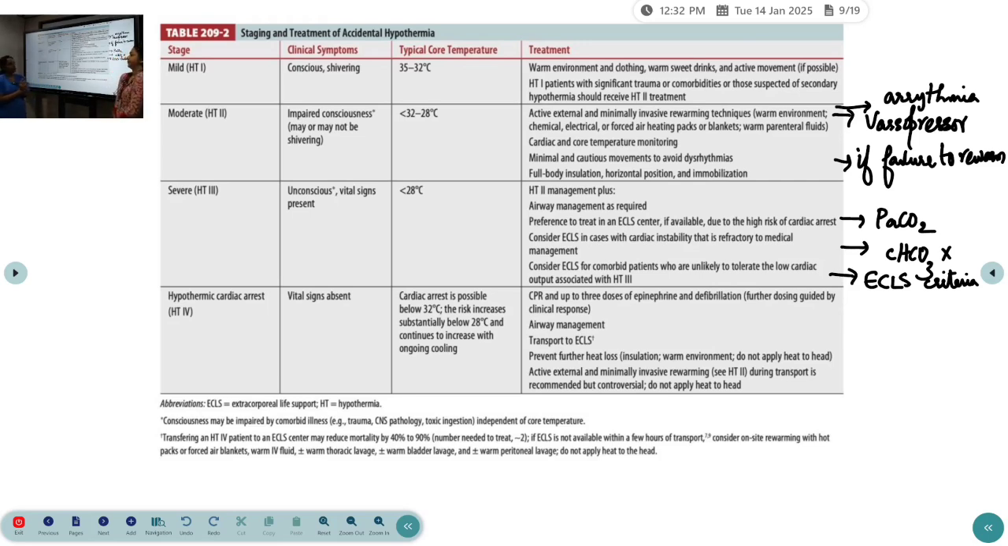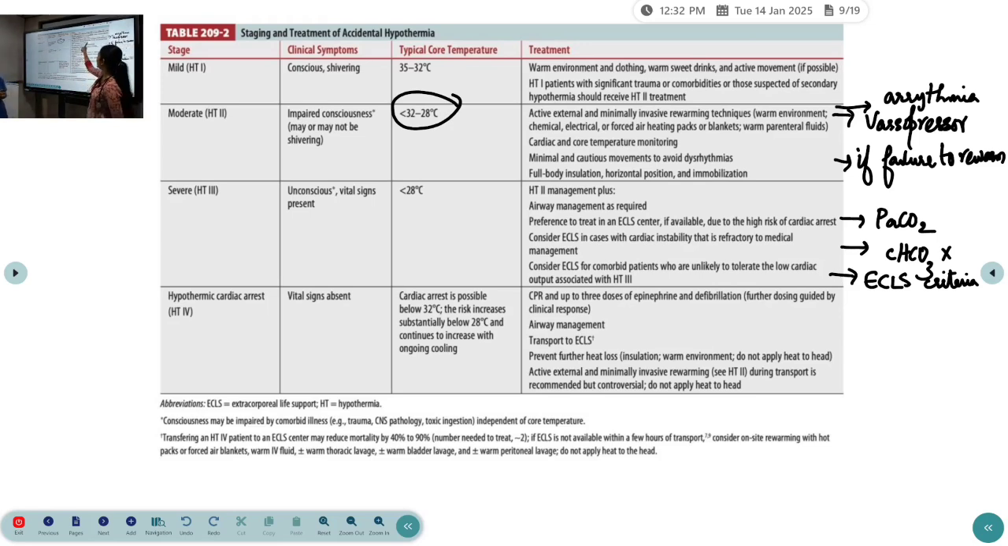Why? Already we are keeping in the full body insulation. Yeah, 2 things are there. As we told, this patient, we told Osborne waves might come if the temperature is going less than 33. So they are highly prone for arrhythmias and hypothermia induced cardiac changes.